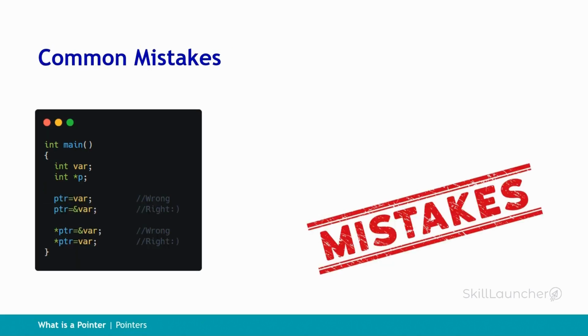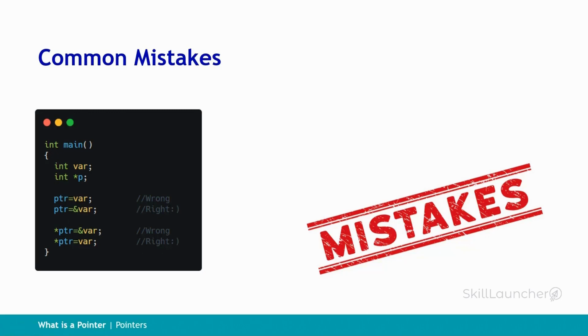Some common mistakes. Let's say we have an integer var and we have its corresponding pointer variable p, that is of type int star. Now if we need this pointer to point to this variable var, we need to first store the address of var in pointer variable p. So we cannot write ptr equals var. It would just mean that the value of the variable is stored in ptr, but we want the address of the variable to be stored in ptr. So we would write ptr equals address of var. This is the correct method.